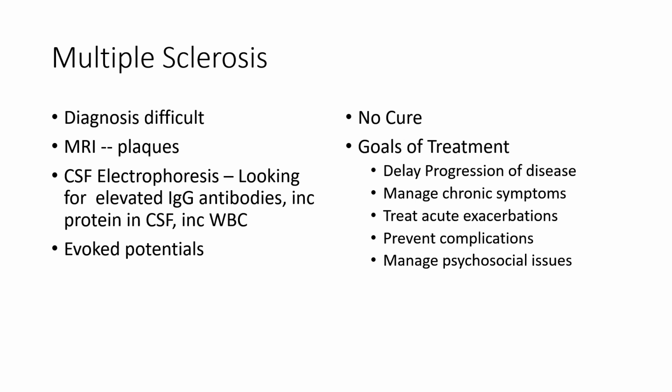The bad news is that there's no cure for MS. So our goals are to delay progression of the disease, manage chronic symptoms that the patient has, and these symptoms may be different for every patient. We want to treat acute exacerbations, and we'll talk about how we do that in just a moment. Prevent complications.